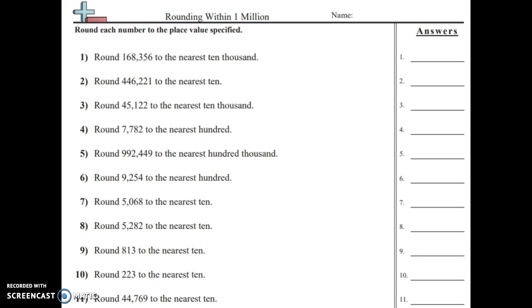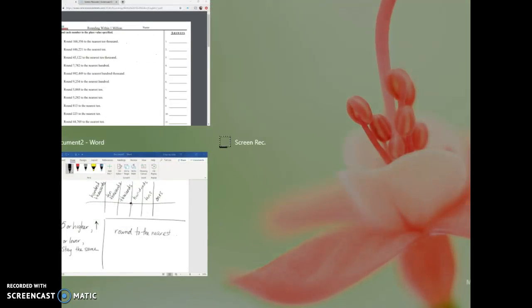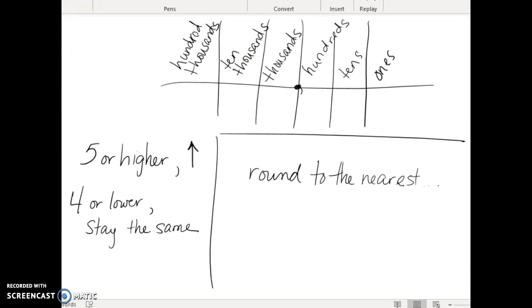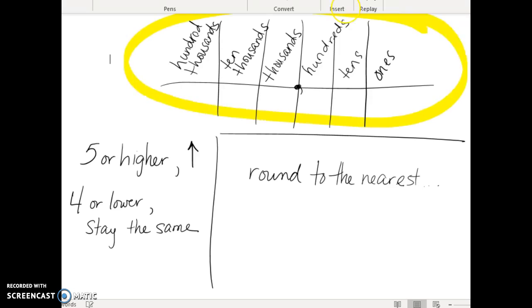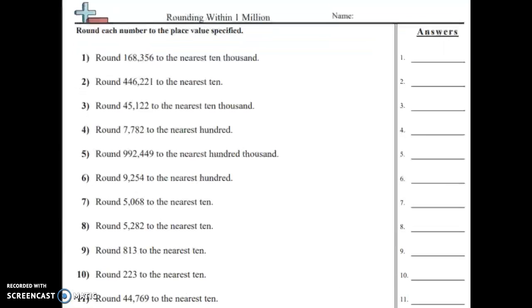Alright, so before we actually start rounding, I want us to review the place value chart. So if you take a look right here, it says ones, tens, hundreds, thousands, 10,000s, 100,000s. This chart is really important to remember because it helps you locate the specific digit that they're asking you to round. So let's take a look at problem number 1.